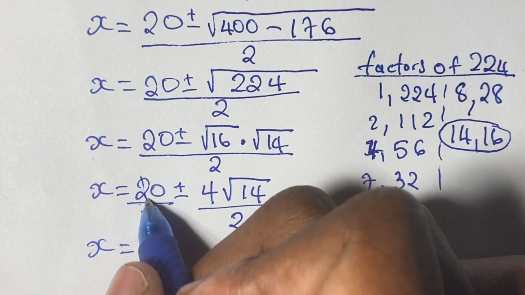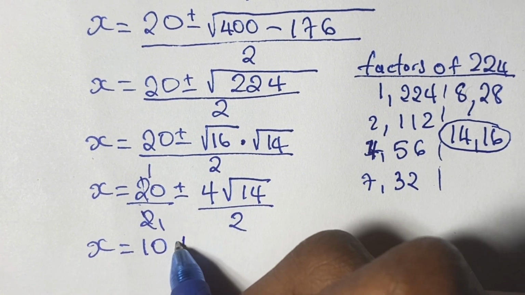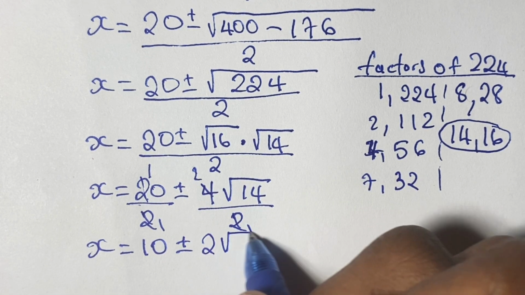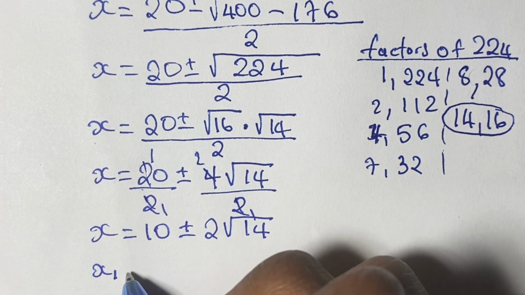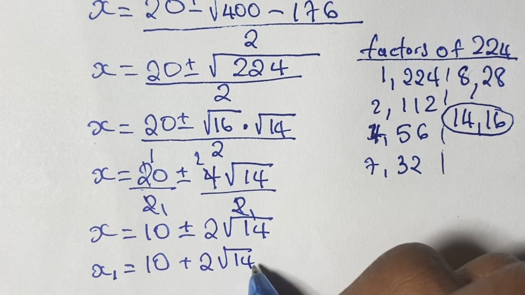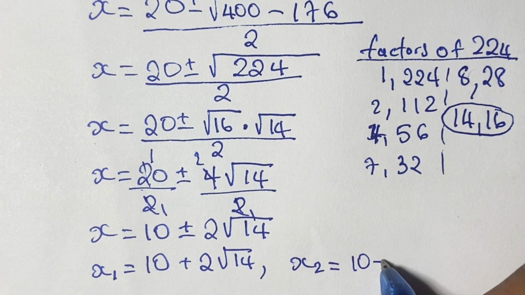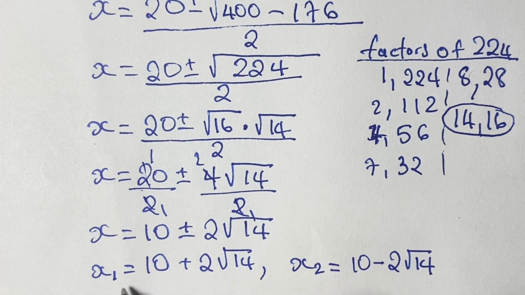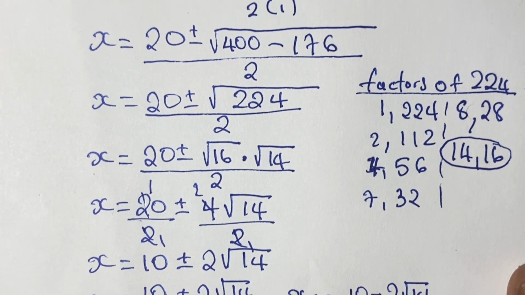That means that x is equal to, we know 20 divided by 2 gives us 10, so x equals 10 plus or minus, and 4 divided by 2 gives us 2. So we have 10 plus or minus 2 root 14. So now there we have it. We have two solutions of x. We have x is equal to 10 plus 2 root 14, and for our second solution, we have x is equal to 10 minus 2 root 14. These are our solutions of x.